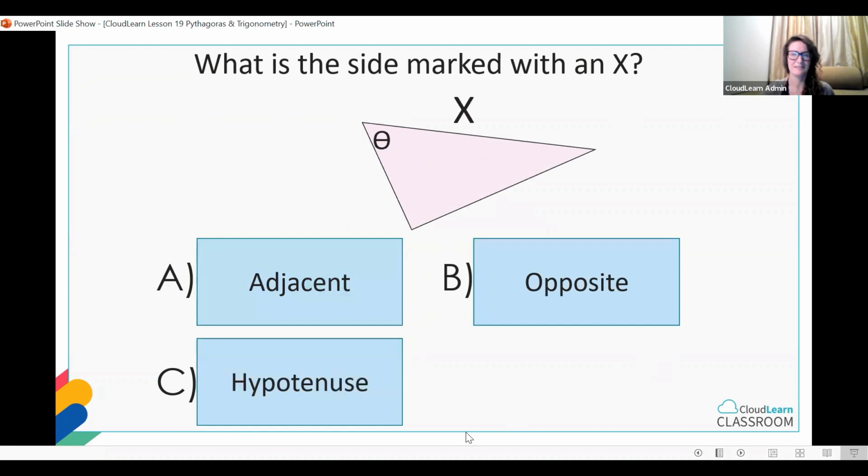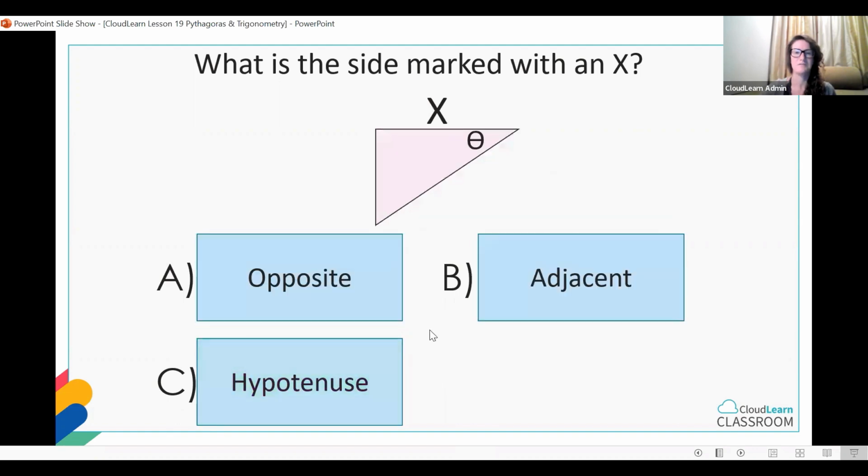Which one is that? Is it A, adjacent, B, opposite, or C, hypotenuse? Let me launch that now. Great, brilliant, hypotenuse, well done. So not so obvious, but the key there is to look for the right angle. I'm not very good at the poll today. I might end that poll. There we go. It's the one opposite to the right angle.